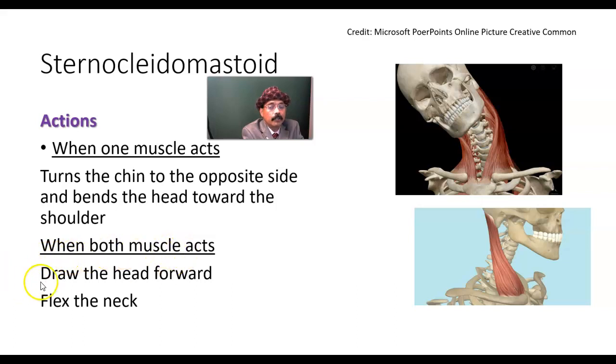When both muscles act together, they draw the head forward, and they also flex the neck along with the anterior scalene muscle, so that we can touch the chin to the chest. Okay, that is the action of both sternocleidomastoid muscles from both sides.